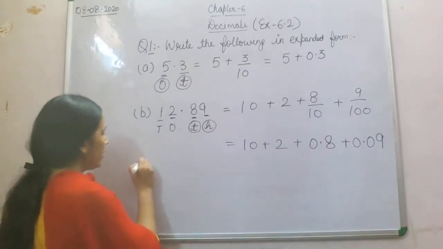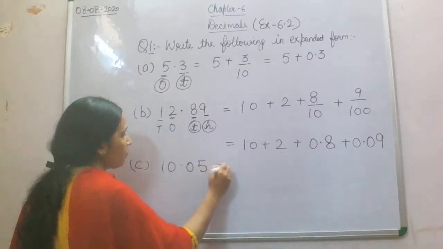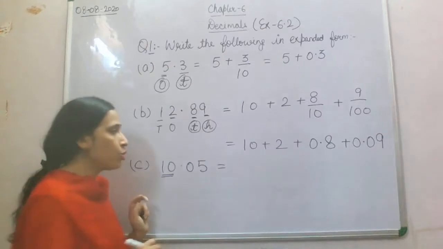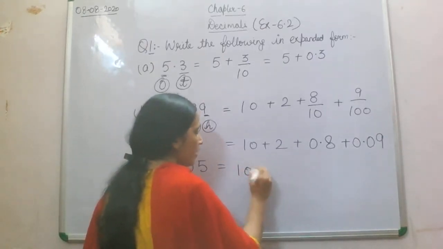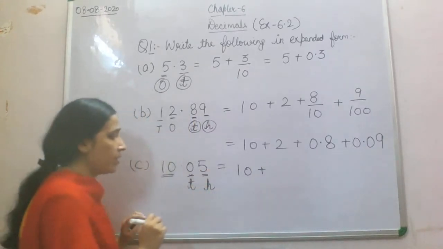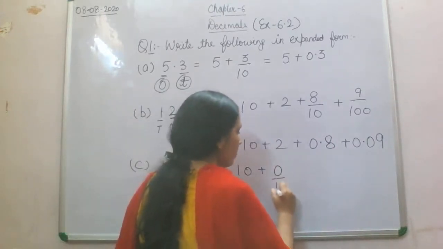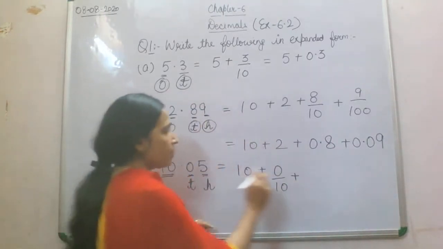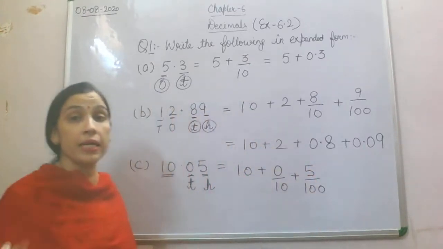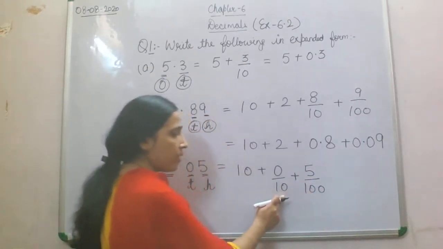Question number 1, C part only, 10.05. Now this is your whole number part. Find one sentence, so that you will write here. Now here we have the tenths place and here we have the hundredths place. So in this tenths place we have 0. So that will become 0 divided by 10, that will become 0. And this will be your 5, that will be divided by 100, which is your hundredths place. Fine. So here we require 2 decimal places and here we require 1 decimal place.